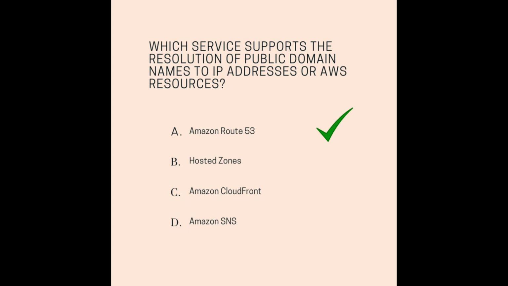Answer is A, because Amazon Route 53 is a highly available and scalable domain name system, DNS, service using hosted zones. It can also be used for domain registration, health checks, and traffic flow.